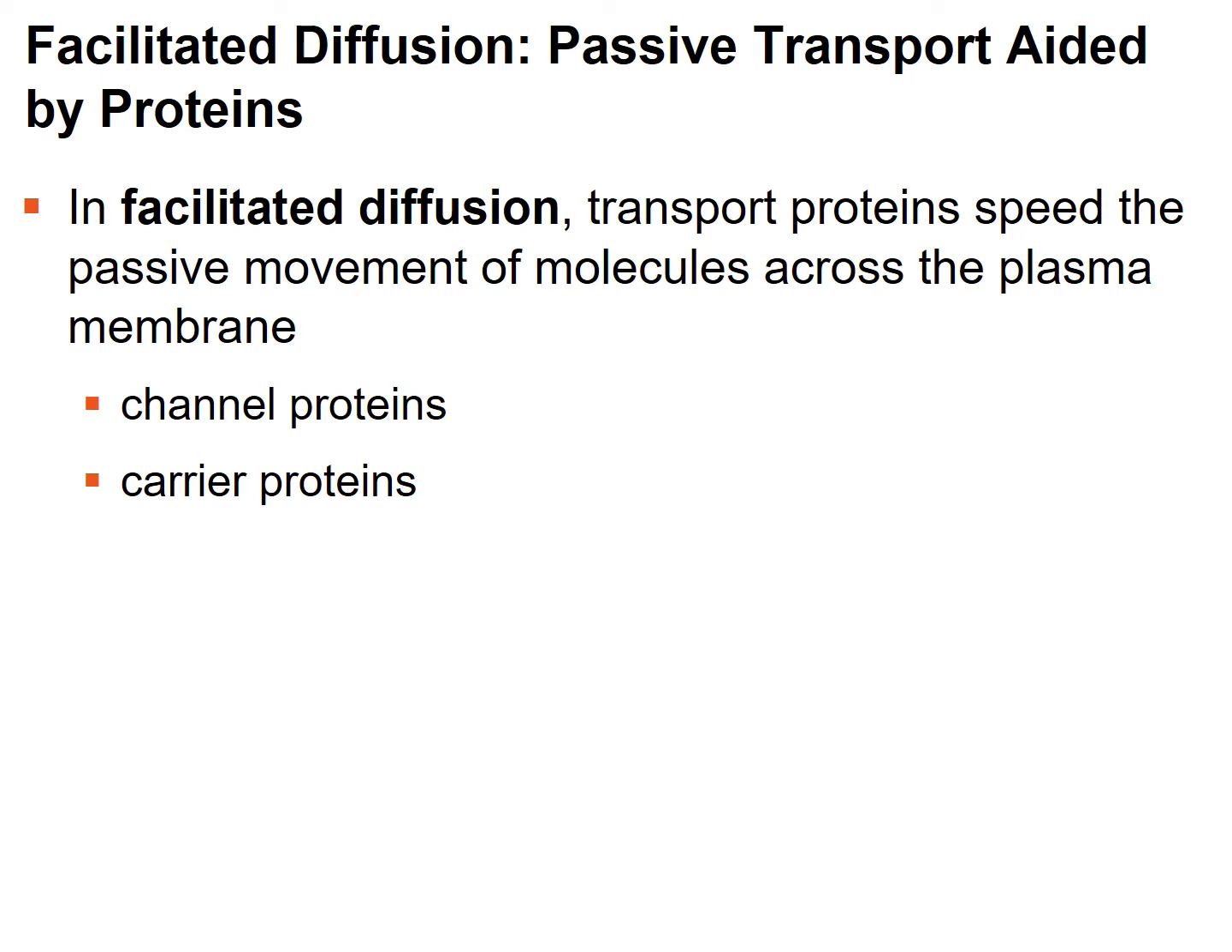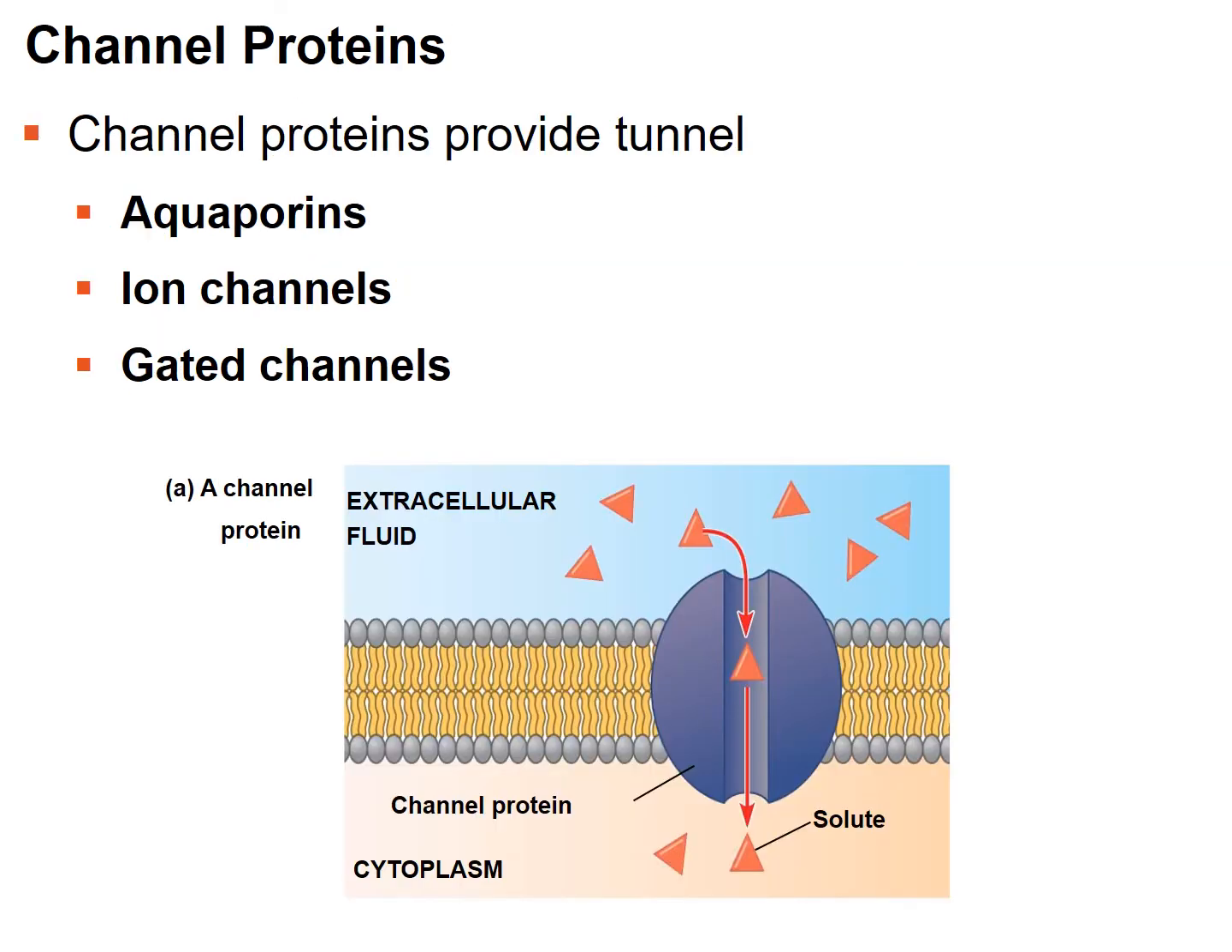There are two types of transport proteins involved: channel proteins and carrier proteins. So let's look at the difference between them. So channel proteins, some examples are aquaporins, ion channels, and gated channels. Channel proteins just provide a channel, right? So whatever molecules can fit or whatever is allowed to pass based on its charge and, of course, size will be allowed to pass through this channel.